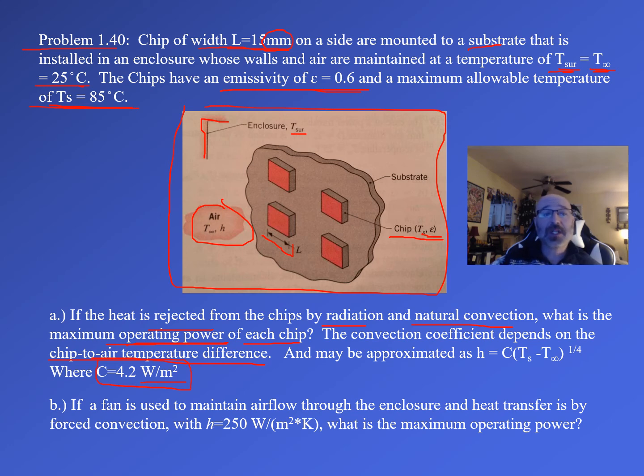In part B, they're telling us that a fan is used to maintain the airflow through the enclosure, and heat transfer is by forced convection. They give us our H value for that forced convection of 250 watts per meter squared times Kelvin. What they want us to calculate here is the maximum operating power.